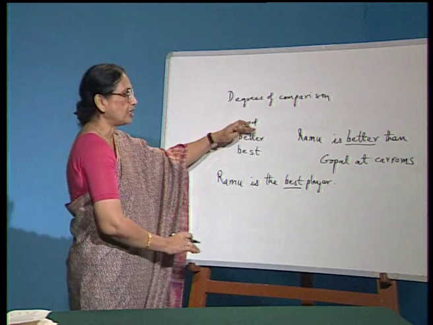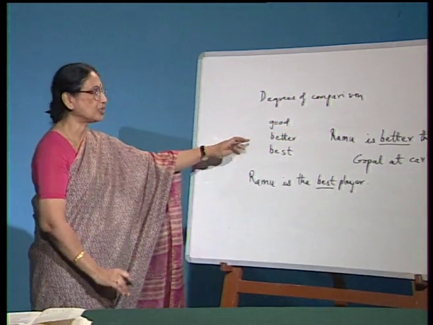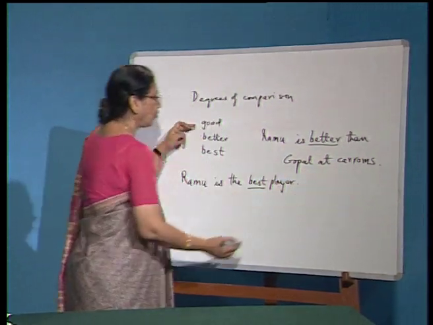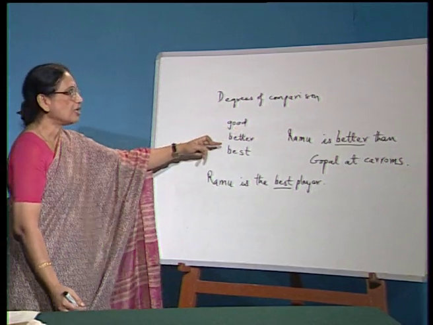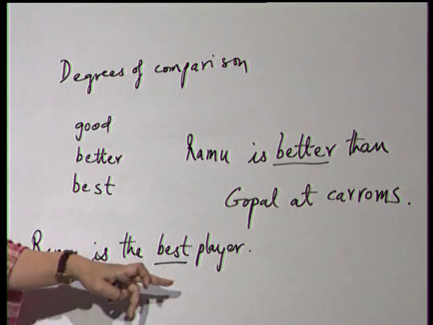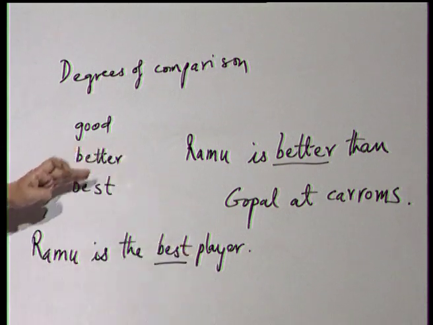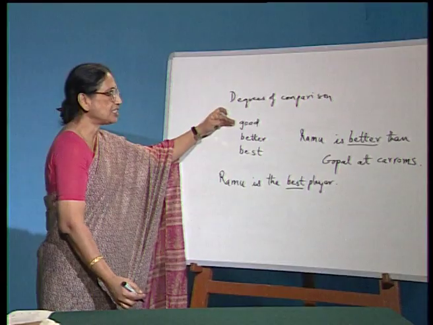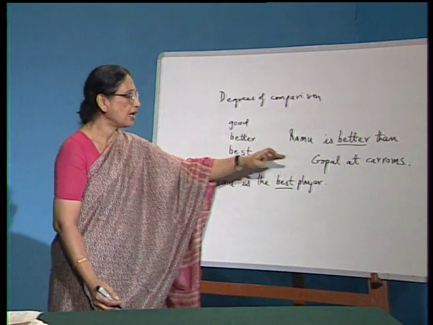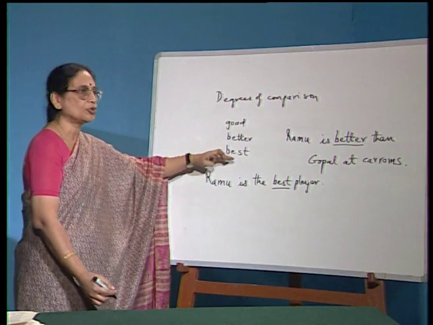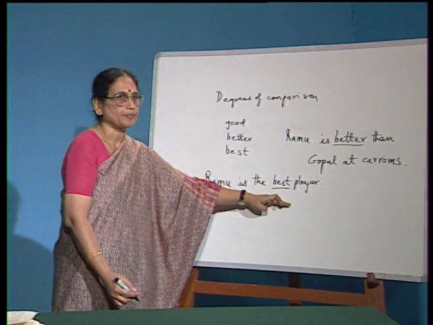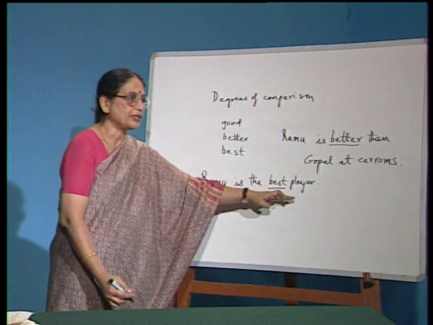So, if we are using all the three forms of comparison, we could say Ramu is good at caroms. In the first form we would say Ramu is good at caroms, Ramu is better than Gopal at caroms, and finally Ramu is the best player of caroms, which indicates that we have moved from his ability in the first stage to a comparison of that ability with somebody else, and finally the comparison really goes to the highest possible limit because he is the best player, which means that there is no other player as good as him.